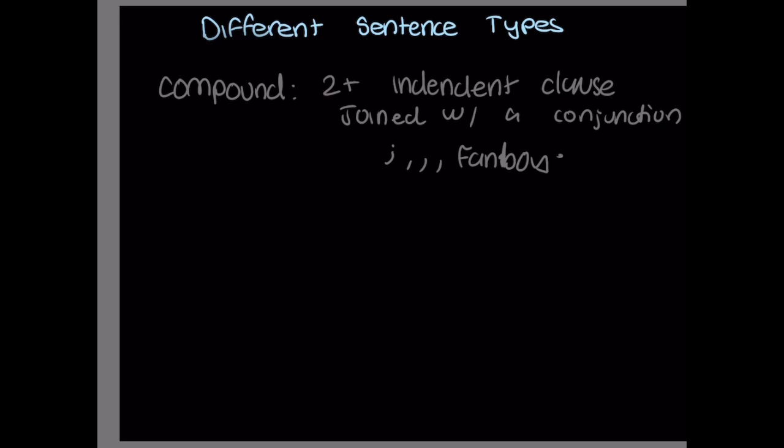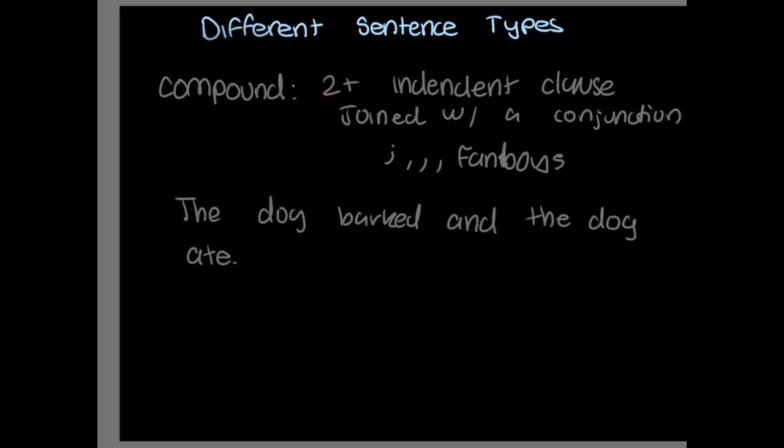So since the dog barked and the dog ate, I feel like I'm missing something. I feel like you could say the dog barked and the dog ate. Now you have that fanboys in that conjunction, and you have your compound sentence now. You know how to write a compound sentence. You know what a compound sentence is. I'm so proud of you. Okay, now let's move on.